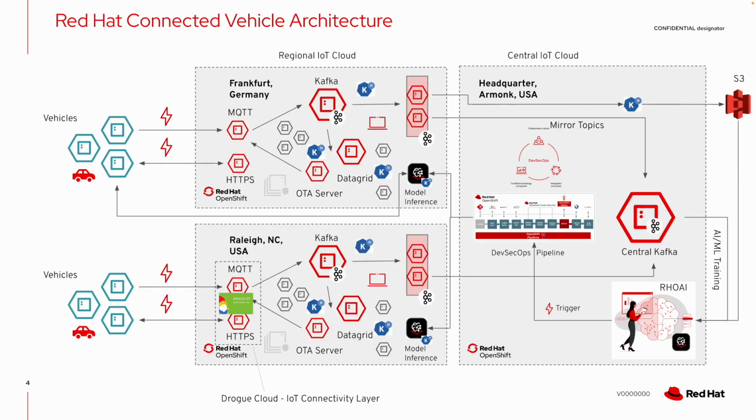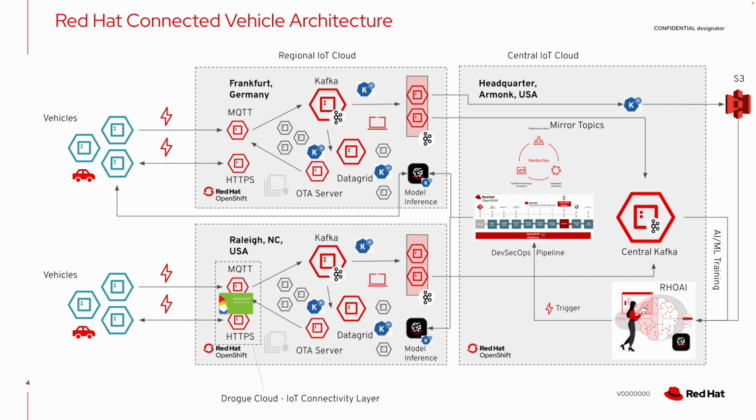So now let's have a look at the demo environment. This is the high-level architecture of our demo today. It is a solution pattern called the Red Hat Connected Vehicle Architecture. So we see kind of three different edge tiers. We have on the left side our actual edge tier, a near edge, the regional IoT cloud environments, and we have our core data center, which is our central IoT cloud environment. On the left side, we have the vehicles.